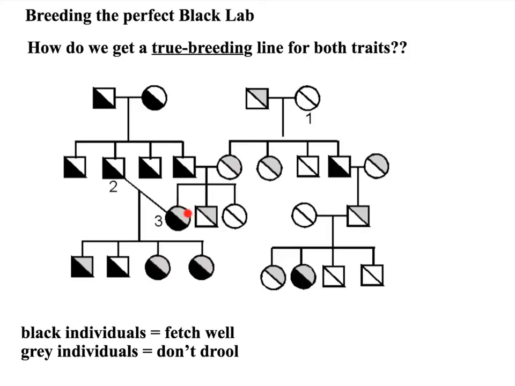So, for instance, this female fetches well and doesn't drool. There's 3 of them. There's 2 in this generation that fetch well, but they drool. See, there's no gray. This male dog was mated with this female. This male is this female's uncle, but that doesn't matter because they're dogs, and so we can crossbreed them. This male doesn't drool and it fetches, and this female does drool but fetches well. And our question is, how do we get a true breeding line for both fetching well and not drooling?